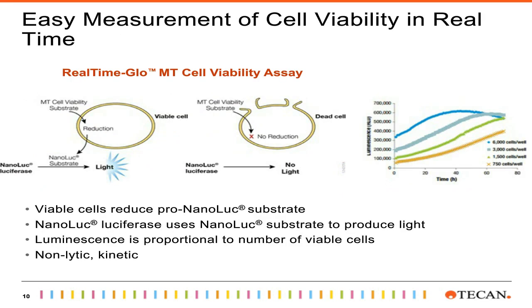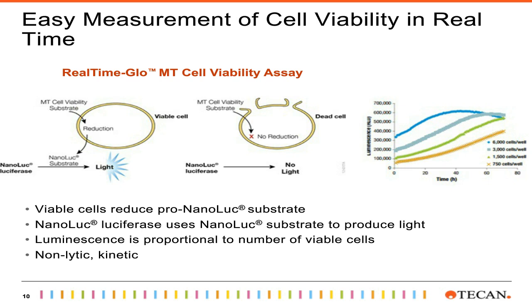Our second assay today is our real-time glow assay, and this is used to monitor cell viability. The left-hand schematic shows you how this assay works. Like CellToxScreen, the real-time glow assay can be used in our no-step kinetic format or as an endpoint mode. And of course, we're focusing on the kinetic aspect of it today.